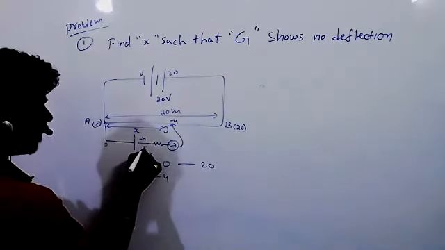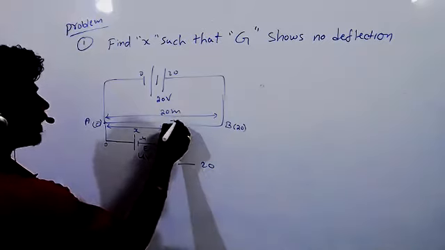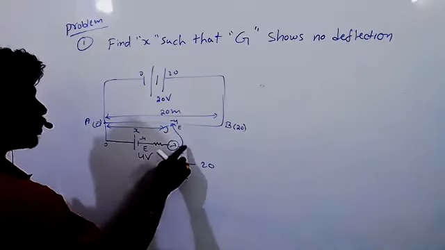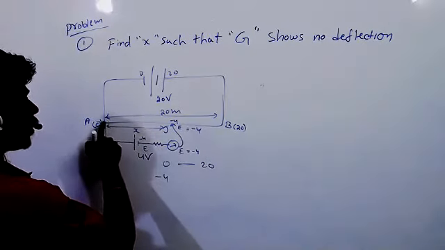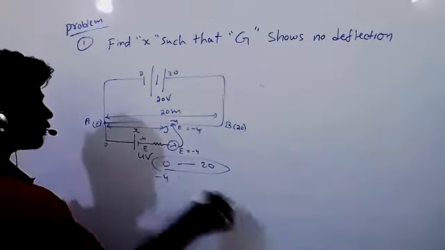What is the E value here? The same E value will be here, the same E value will be here. So the E value is minus 4. Is it possible for this minus 4 to be present between 0 and 20?